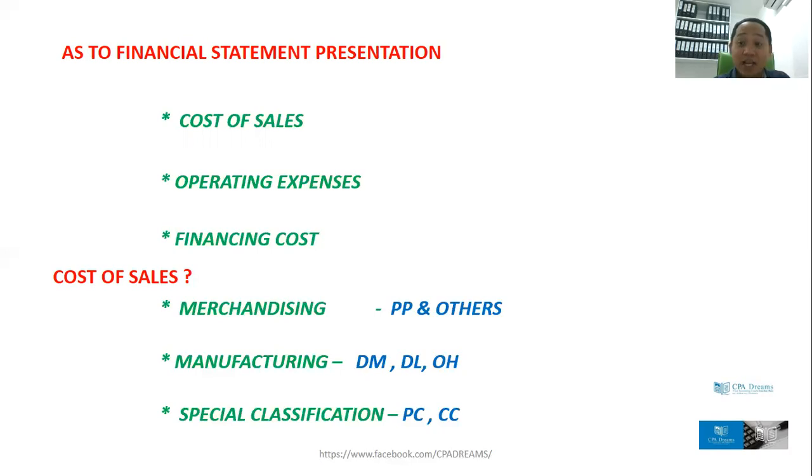And then we have special classification, which is the prime cost and conversion cost. So later, I will give you this is actually just a classification. Prime cost, what is that? Direct materials and direct labor. Conversion cost, so what is that? So that is direct labor and manufacturing overhead. Okay, it's very simple. Binibigay sa multiple choice questions, so you need to remember.